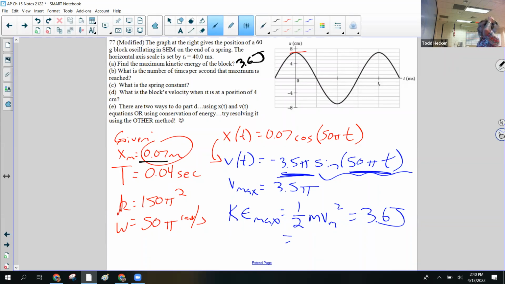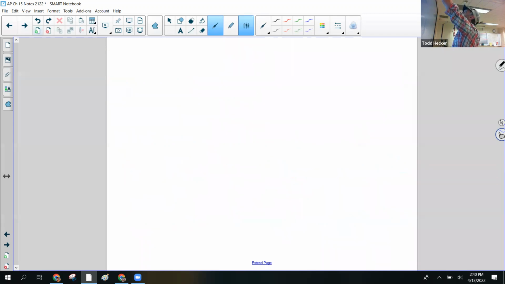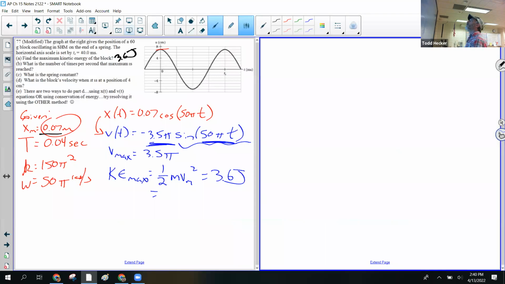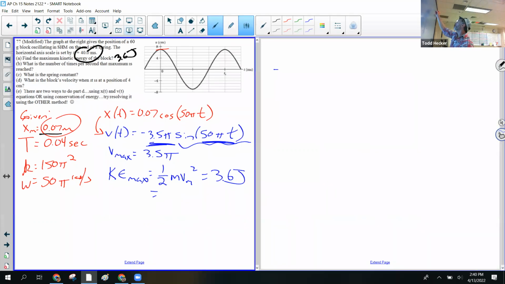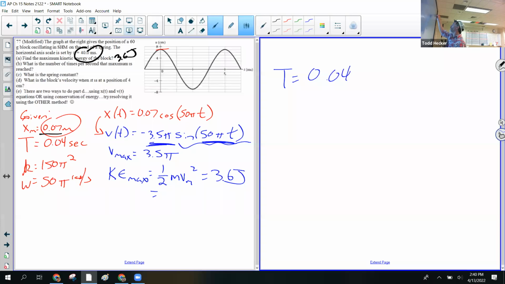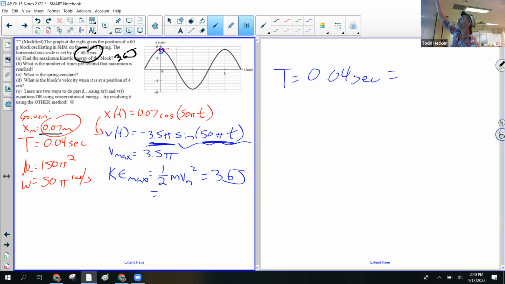So that is that. Question B, the number of times per second the maximum is reached. Let's switch to 2 pages. All right, so let's see. It looks to me like we reach our maximum. How do we want to do this? So our period is 0.04 seconds, and that's equivalent to hitting the maximum 1-2 times, right?